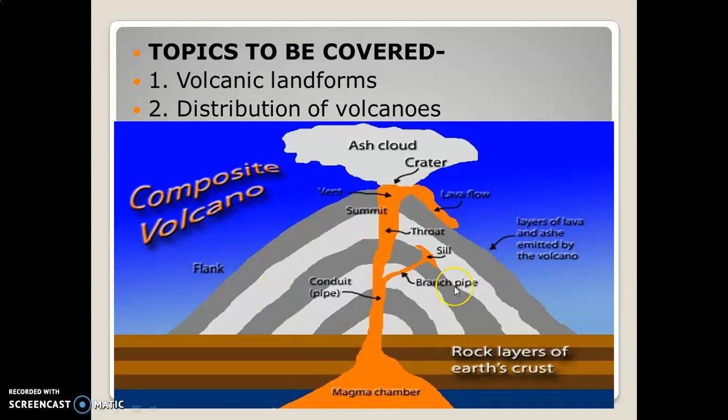This diagram is about a volcano. At the time of volcanic eruption, magma comes out from the magma chamber. When it comes out from the vent pipe with great pressure, it forms a crater, and when it comes on the earth's surface, it is converted into lava.